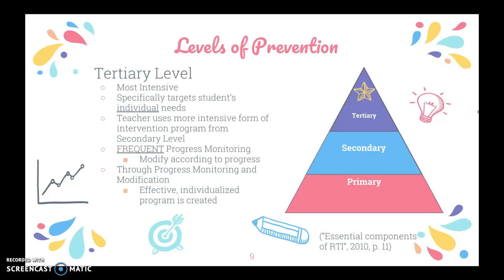And then the teacher uses a more intensive form of intervention program from the secondary level. So they just take the secondary level's prevention program and they just make it more intense. It also involves more frequent progress monitoring. So every week or so, this is a way to modify the prevention according to the student's progress. Now through this progress monitoring and modification, there should be more effective and individualized program being created.